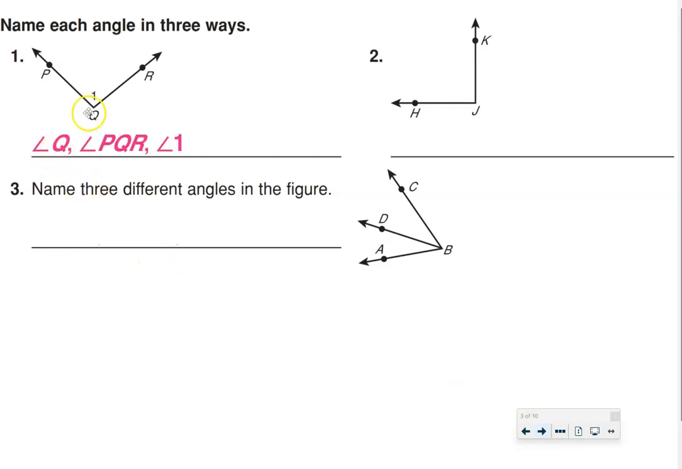You've got angle Q using the vertex. You've got angle PQR with the vertex in the middle. And you have the number, angle 1. If you put angle RQP, that works as well. All right, take a look at number 2 and see if you can name that three different ways.